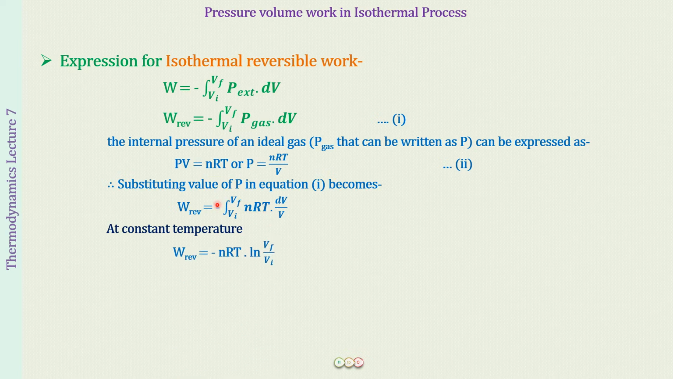When we take that out, what will be left behind is the integral of dV by V, and when we do that, we get the natural log of Vf over Vi. I hope you all know the integration of dV by V within the limits Vi to Vf. This is going to be the natural log of Vf over Vi. Fine. Now if we change this into log to the base 10, what we will be getting is work reversible equal to minus 2.303 nRT log Vf over Vi. So this is now the work which we have for a reversible process.